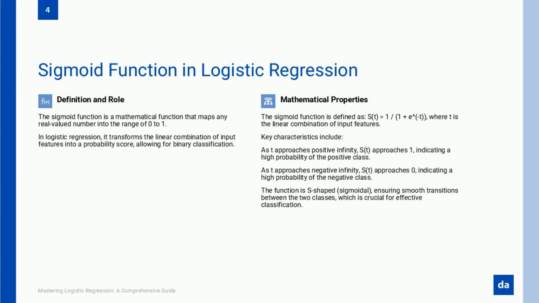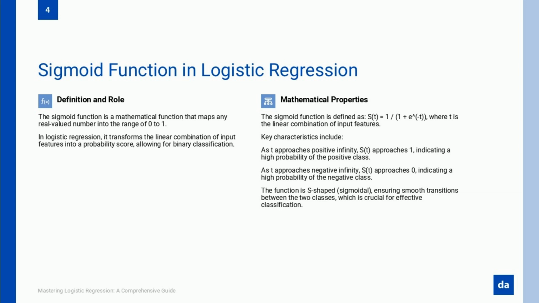Now, let's get into the actual function. Brace yourself, here it comes. S of t equals 1 divided by 1 plus e to the power of negative t. Yeah, I know. It sounds like a secret code. But let's break it down.